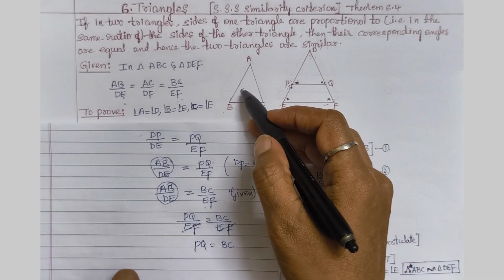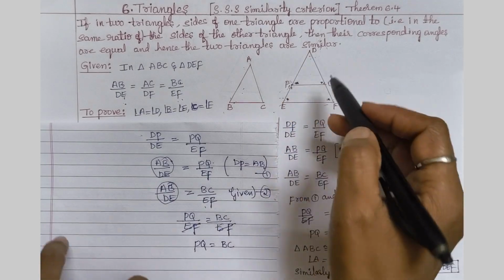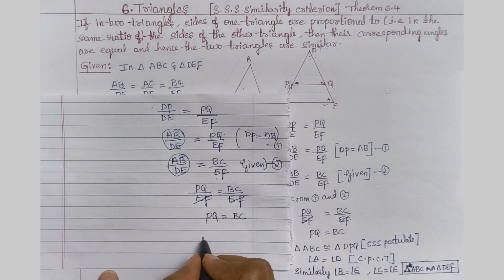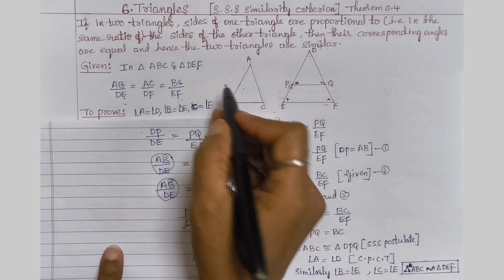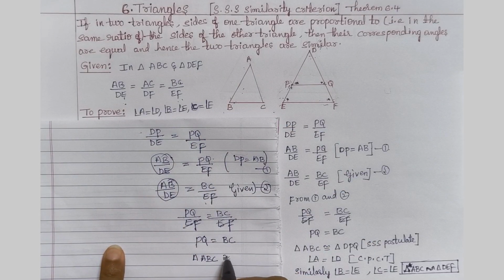So now triangle ABC and triangle DPQ both are congruent triangles here. Now I will write triangle ABC. This is the triangle ABC. Congruent, this is the congruent symbol. Congruent triangle DPQ.